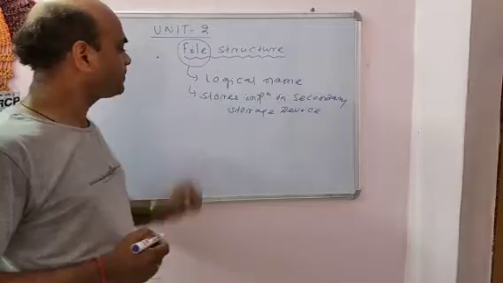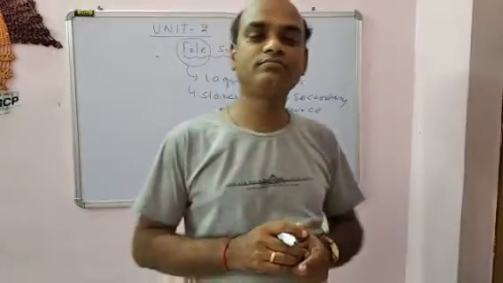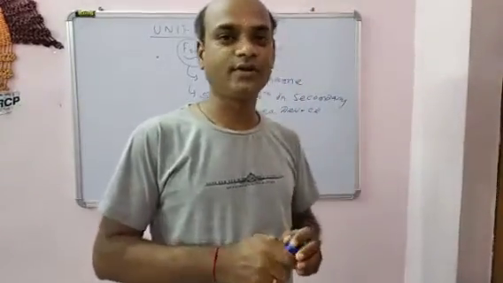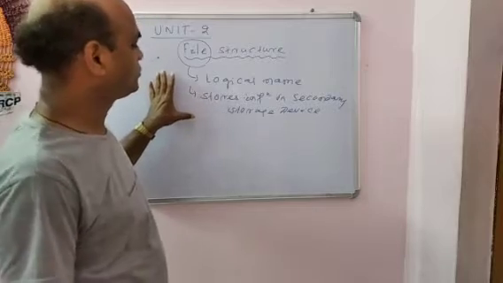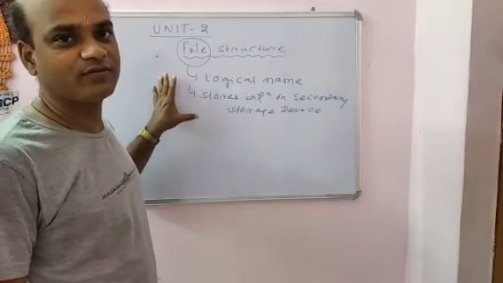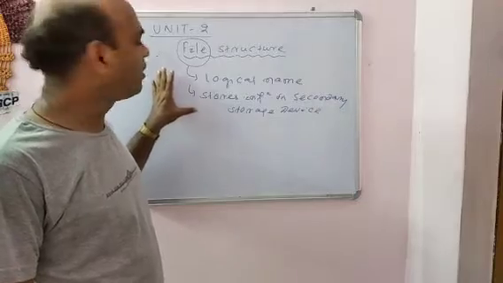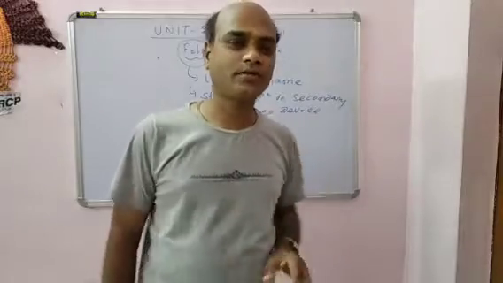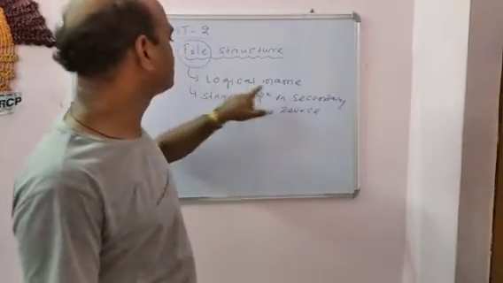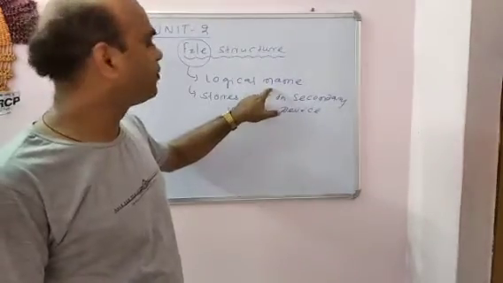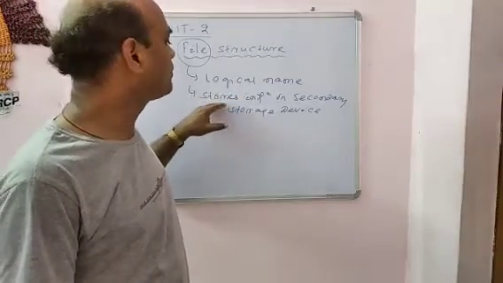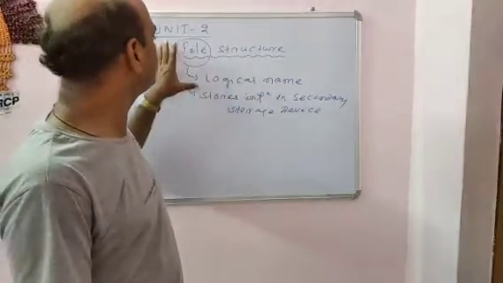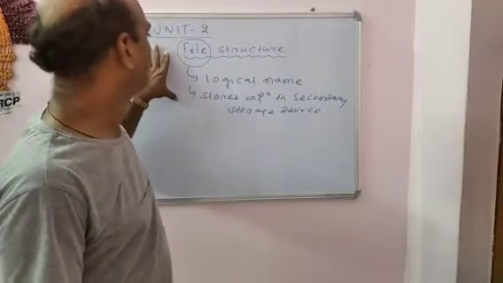Again, the file has some attributes. We'll discuss them in operating system in detail. There are some file attributes like file name, date of creation, modification, user, security, everything. So a file is nothing but a logical name of some memory location where some information is stored in a secondary storage device. This is the file we will discuss.